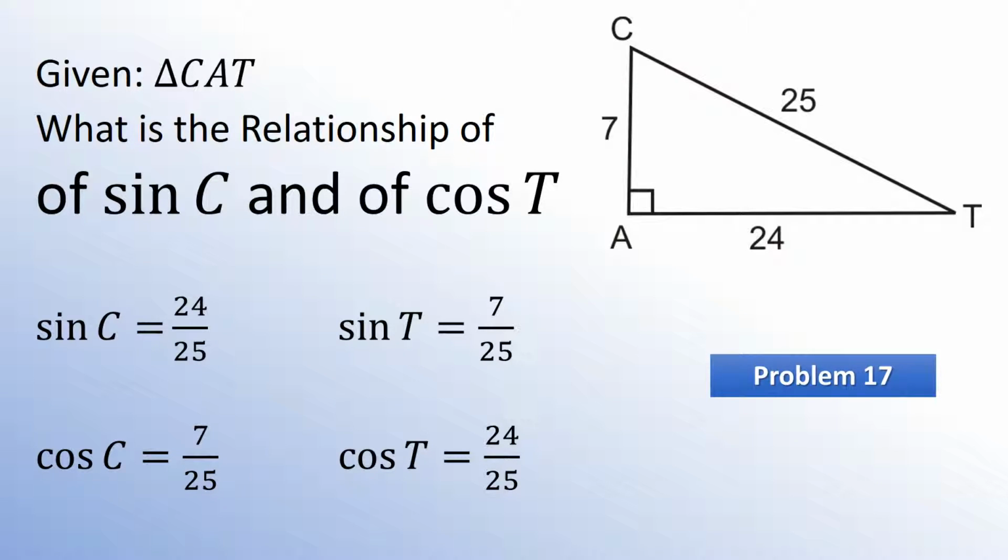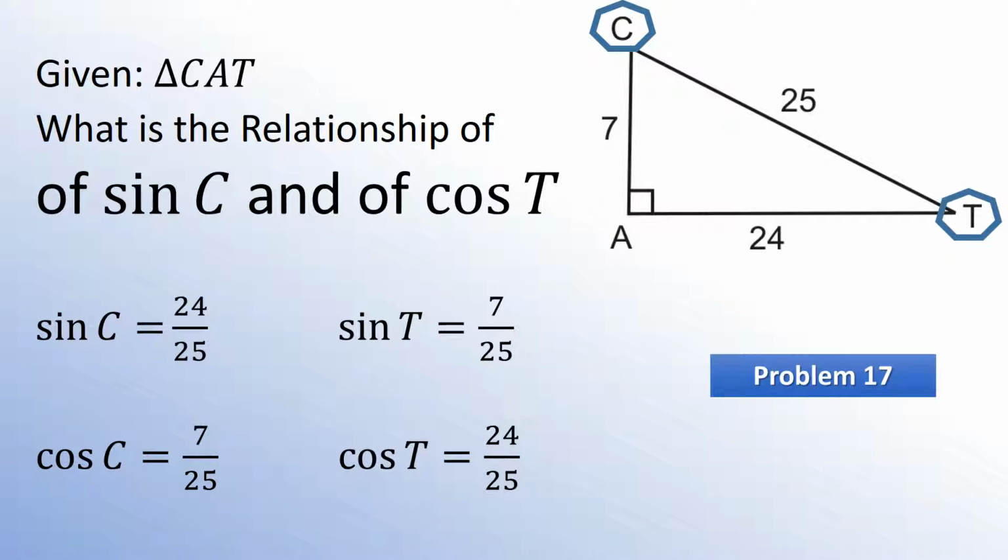Okay, we're given triangle CAT. What is the relationship of the sine of C and of the cosine of T? Now you notice I already came in here and told you what the sine of C was, what the cosine of C was, the sine of T, the cosine of T. Look at them. Look at them closely. Notice that C and T are what kind of angles? They're the acute angles of your right triangle, aren't they?